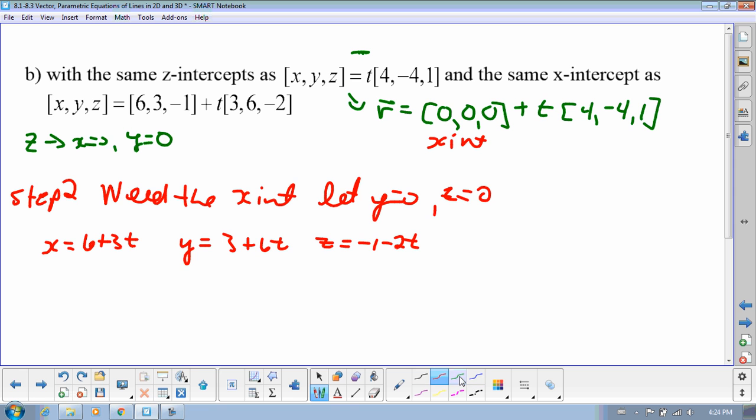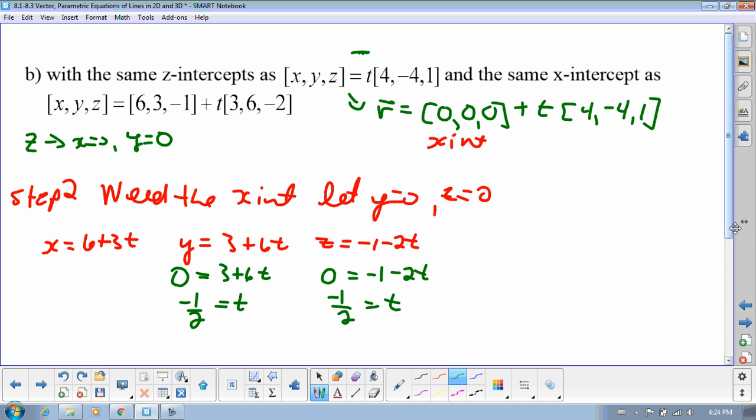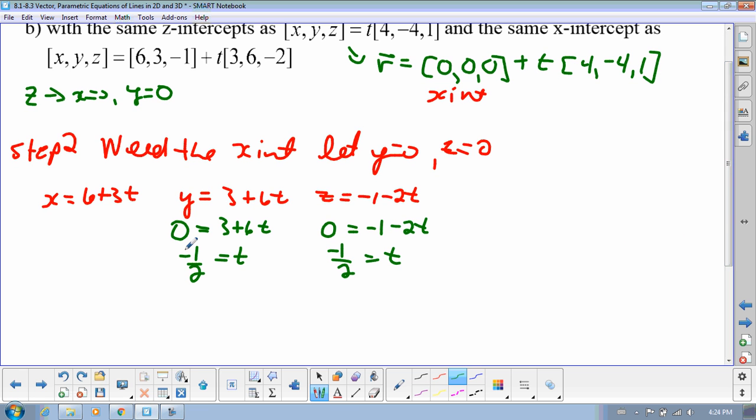So I'm going to start by subbing 0 in for the y. So 0 equals 3 plus 6t. When I rearrange, I'm going to get negative 1 over 2 equals t. Same thing over here. I'm going to get negative 1 over 2 equals t. So I end up with the same t value. That means an intercept exists.